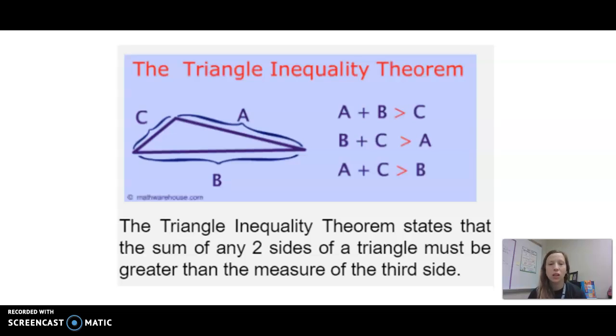So the triangle inequality theorem states that the sum of any two sides of a triangle must be greater than the third side. So first we need to remember what the word sum means. Sum just means when you add them. So if I add two of the sides together, it needs to be larger or greater than the remaining side. The best way to test it is to add the two shortest sides together. Okay, so let's have a look at a few examples.